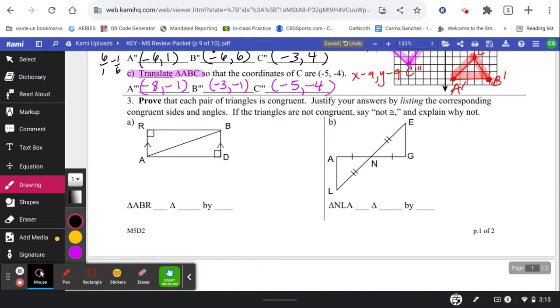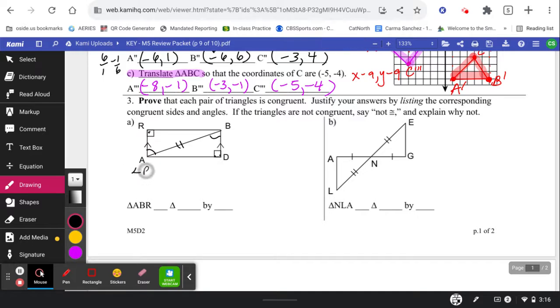Last, we're doing a quick little triangle proof here. Prove each pair of triangles is congruent. Justify your answers by listing the corresponding congruent sides and angles. If the triangles are not congruent, say not congruent and explain why not. So notice here we have parallel lines. Parallel lines means alternate interior angles are equal. And we also have a reflexive side right here. And here's this right triangle, which means those are equal.